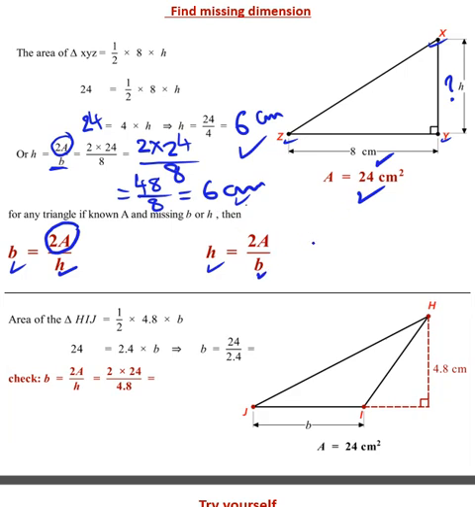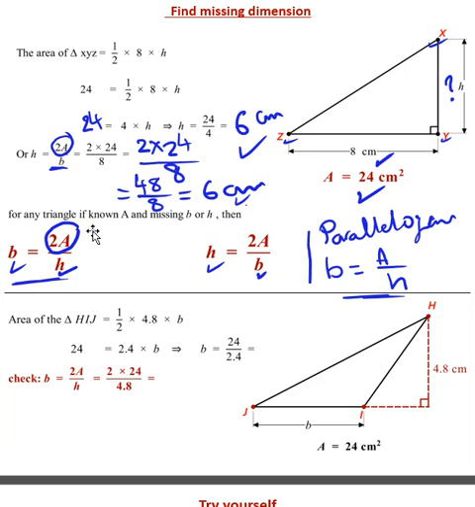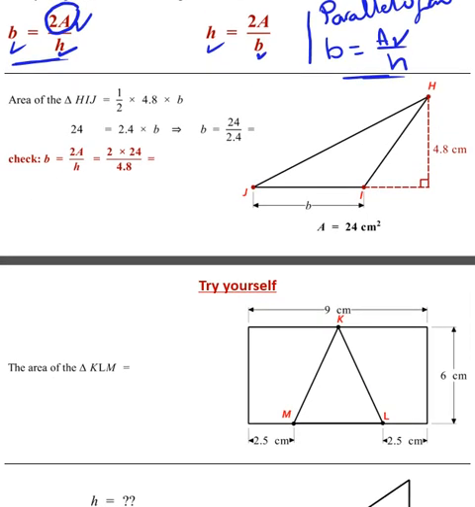So the difference now between the parallelogram and the triangle: base or height equals area divided by the height. Comparing this relation to this relation, you will find that in calculating the base of the triangle, we double the area. We have 2A here and only 1A here. Try another one.